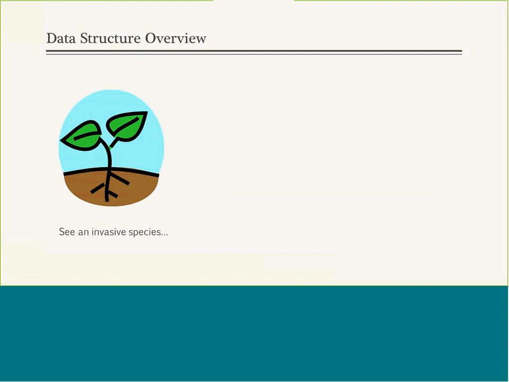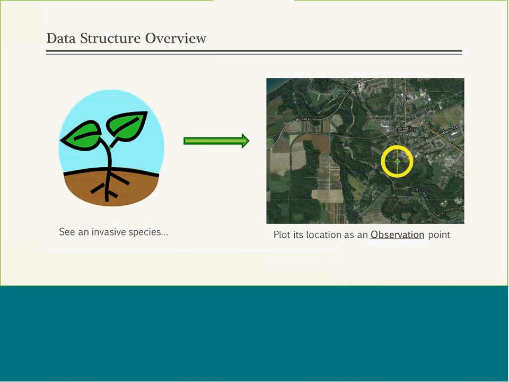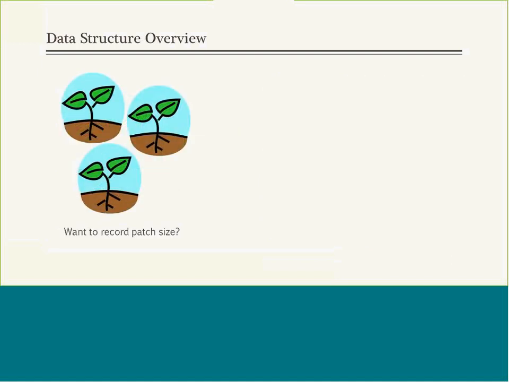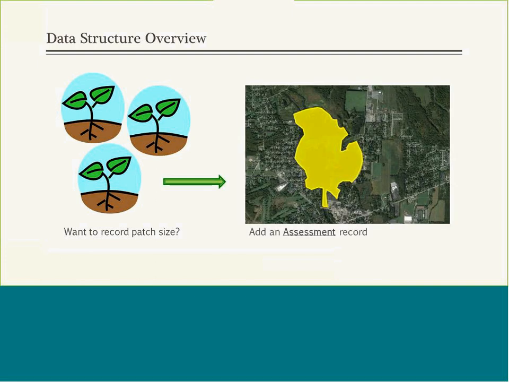Okay, again, I just want to go through the database structure and how, taking what you're doing out in the field, that relates to the database. So if you see an invasive species and you want to report it, you're going to plot its location as an observation point in the database. You want to record how large of a patch or a population of a species is, you're going to create an assessment record.